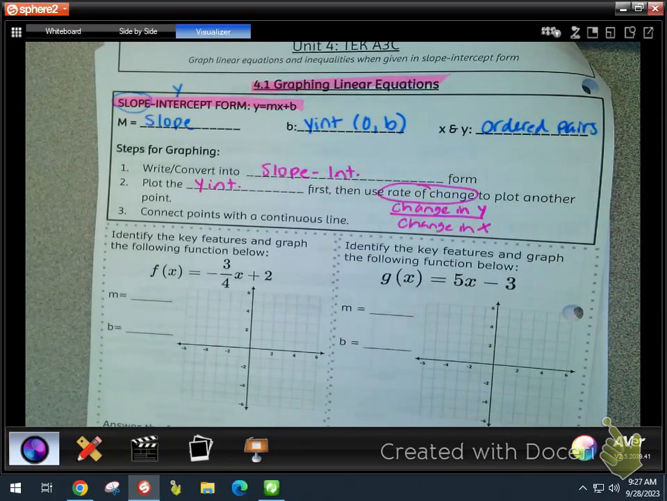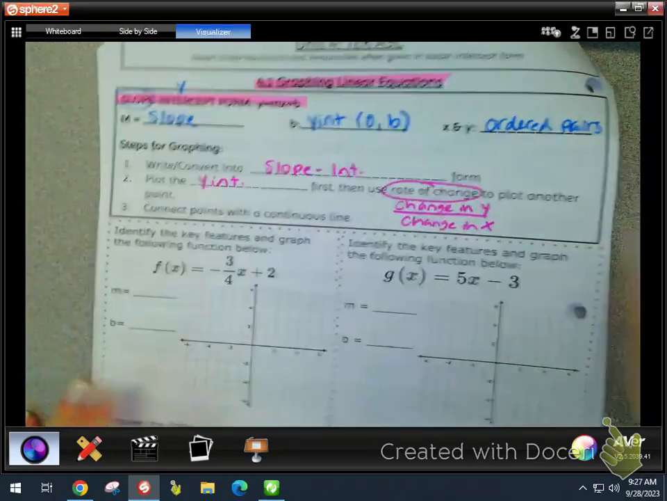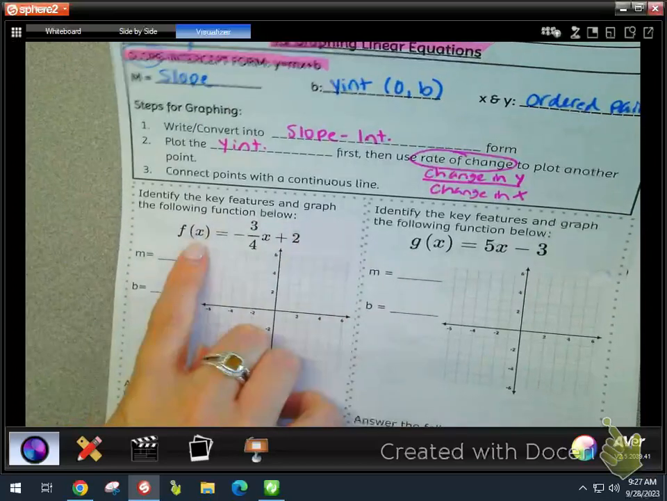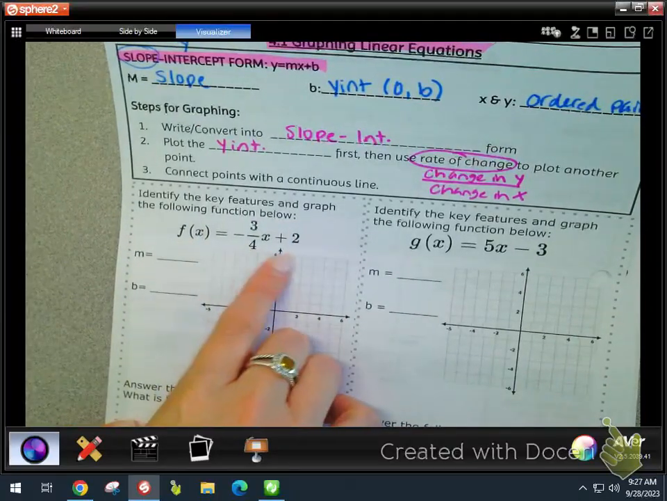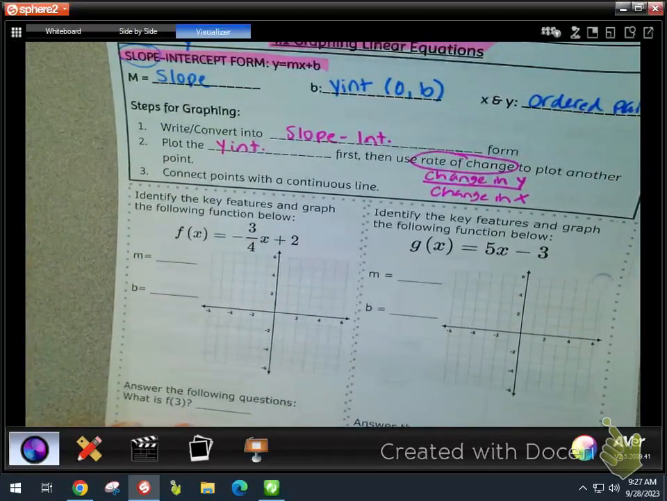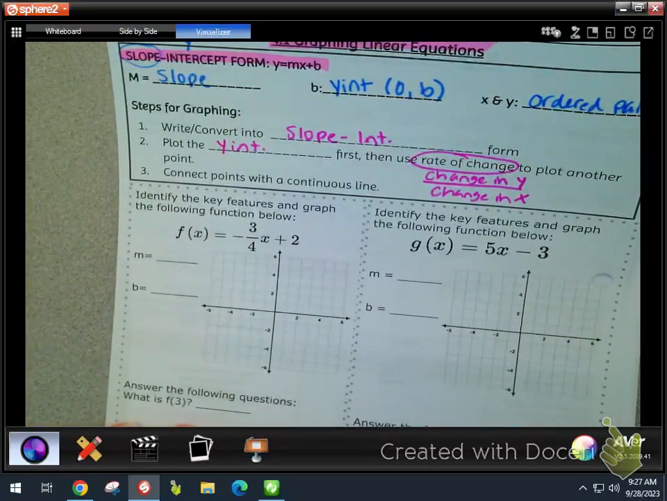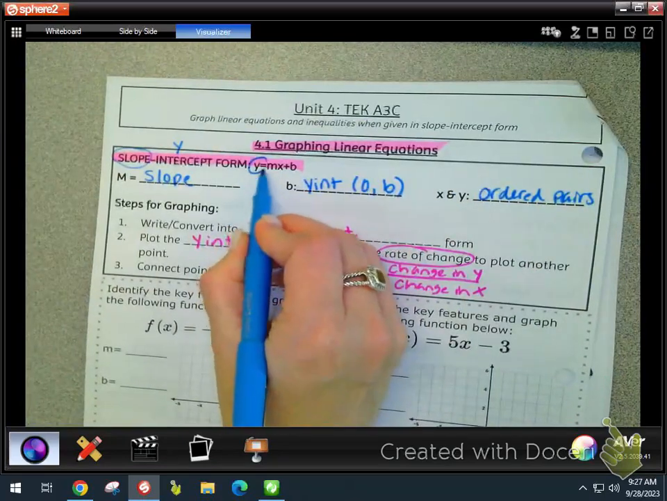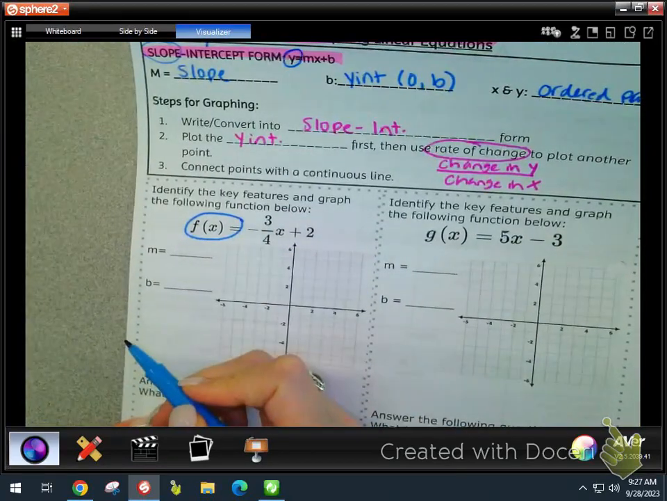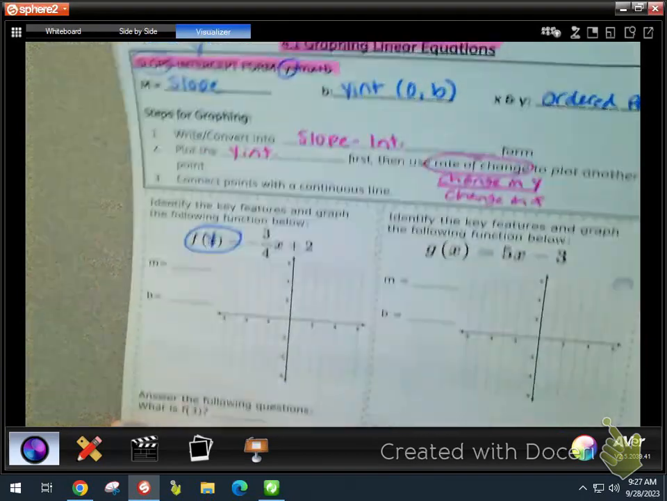Okay? So let's try this first one together. Identify the key features of the following function below. F of x equals negative 3/4 x plus 2. Are we in slope-intercept form here? Yes. Slope-intercept form we typically write as y equals. This says f of x equals, but what is f of x the same thing as? It's the same thing as y. So that's not going to trip us up.